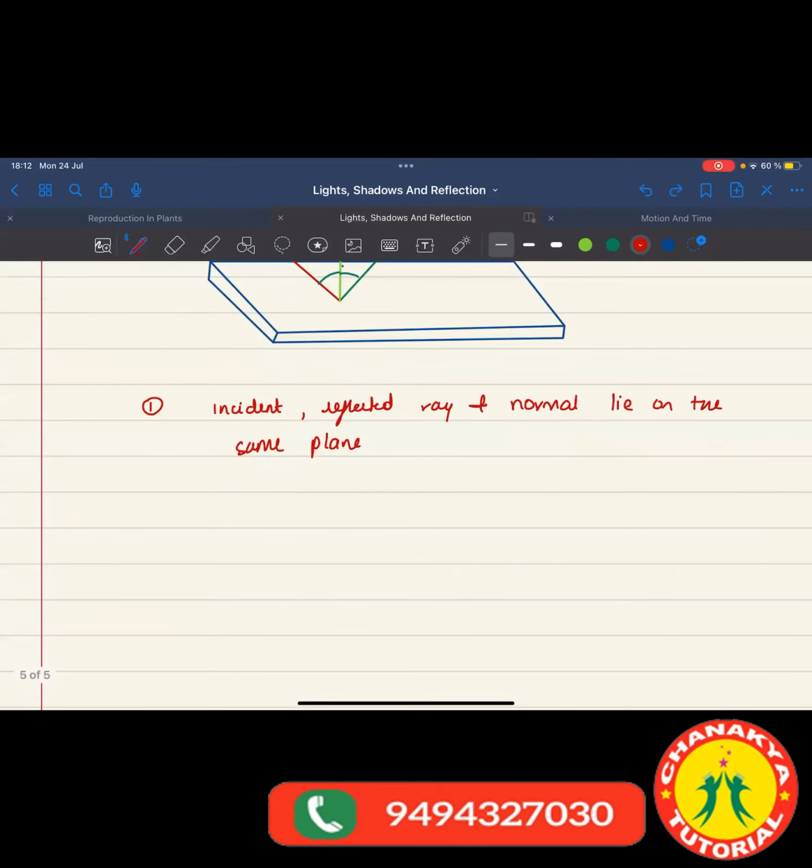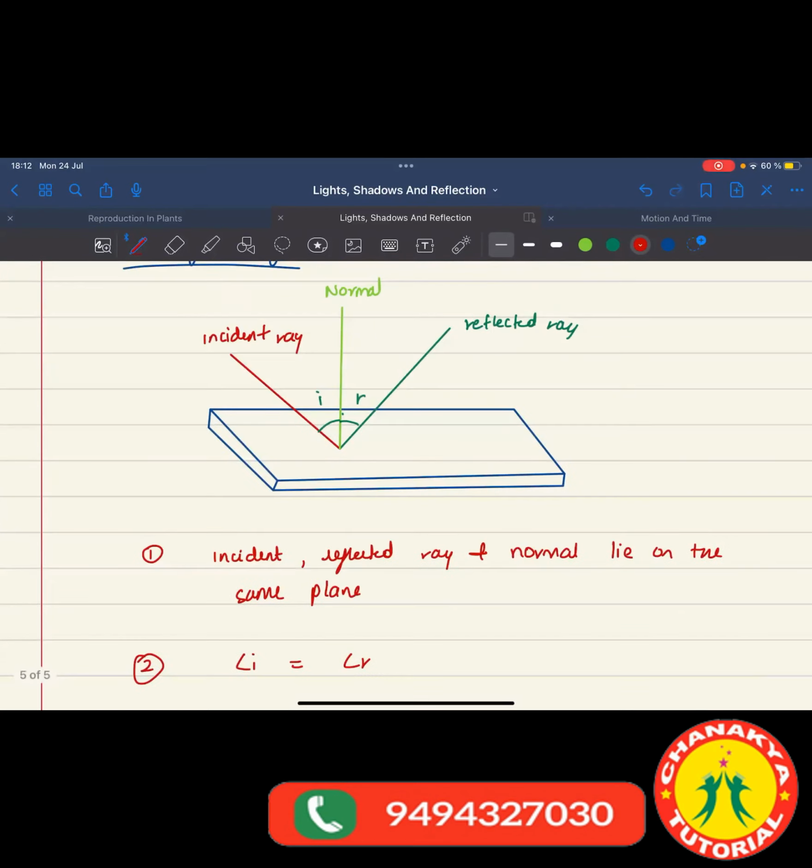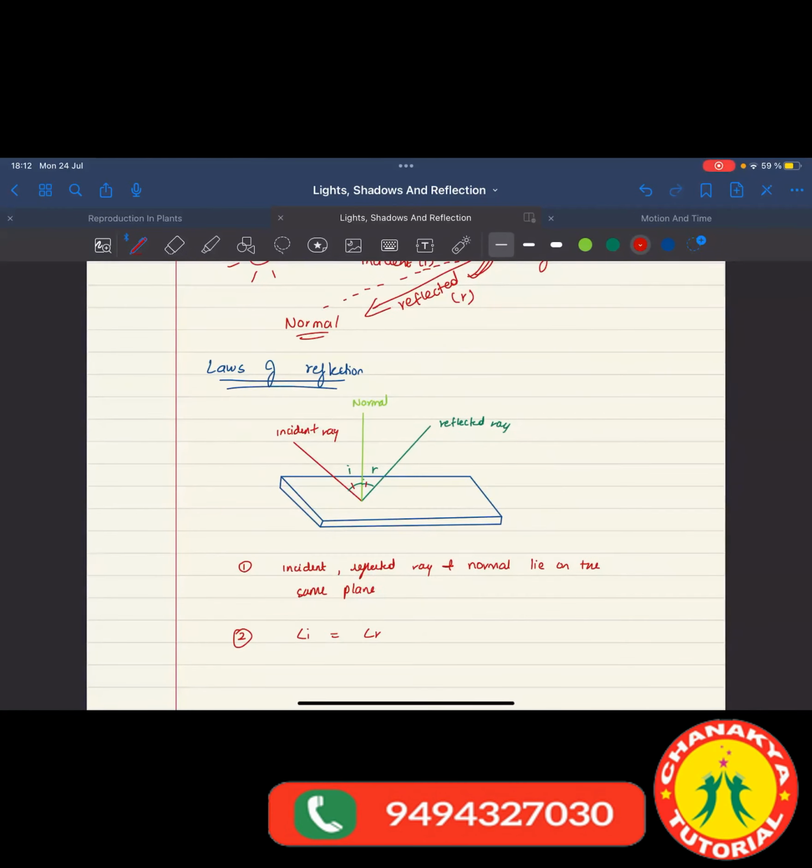Second, the angle of incidence is equal to the angle of reflection. So these two angles are equal. These two are the important laws of reflection. When you're writing it down, please draw this diagram also and note it down. Only then it will be easy for you to study.